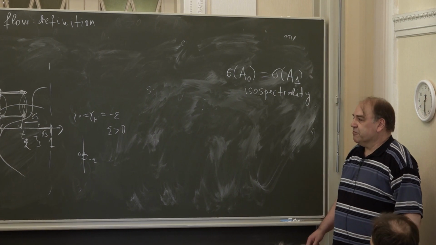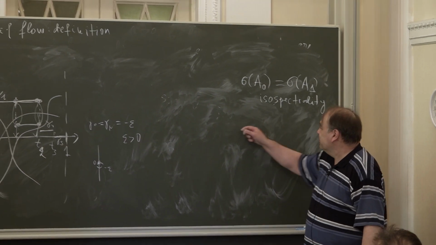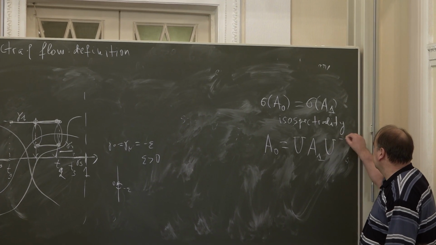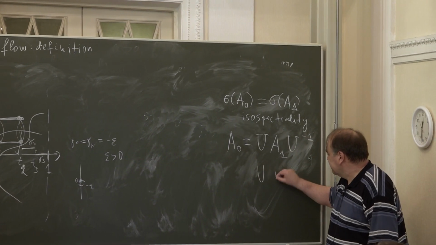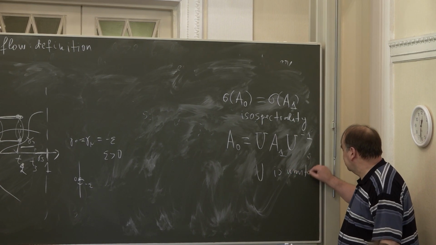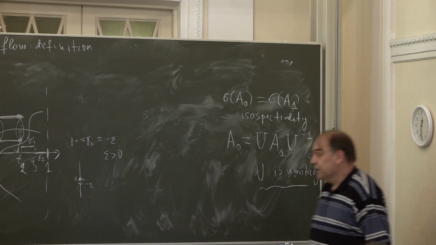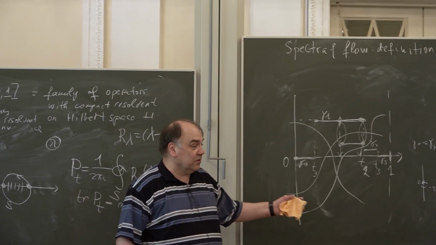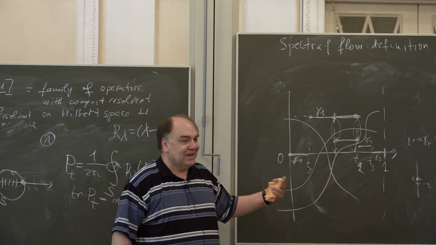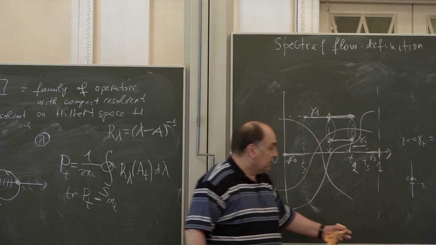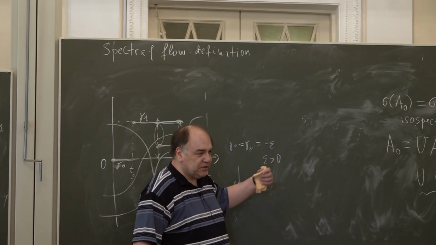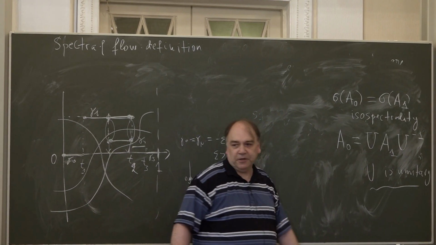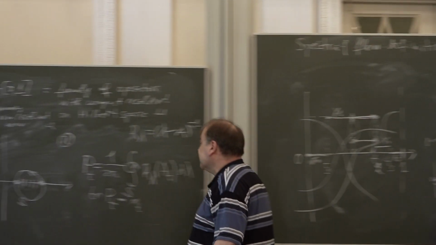And of course, the simplest case is when, say, A_0 is U A_1 U inverse, where U is unitary. This is the most obvious case when we can prove isospectrality. And this is also the case which often occurs in elliptic theory, where, say, the A_t are elliptic operators on some manifold, and U is a bundle isomorphism, an isomorphism of the bundle in whose sections these operators act.